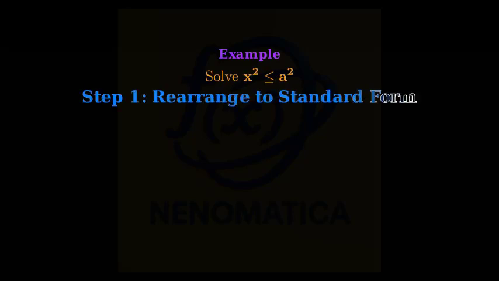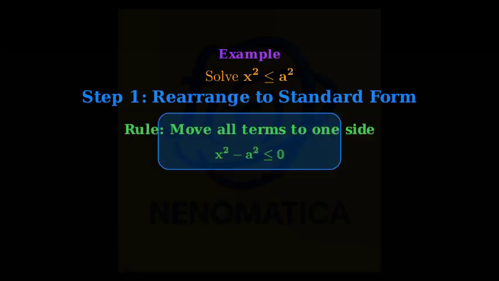In this lesson, we will solve a quadratic inequality in one variable step by step and build an intuitive picture along the way. First, here is our example and the problem statement. Step 1. Rearrange the inequality. Move all terms to one side to get standard form. The rule is bring everything to one side so that one side is 0.